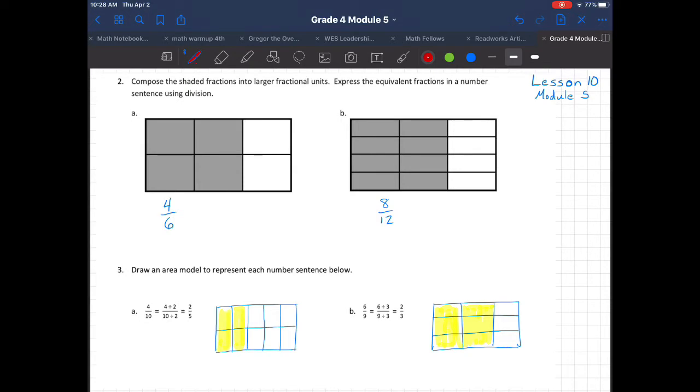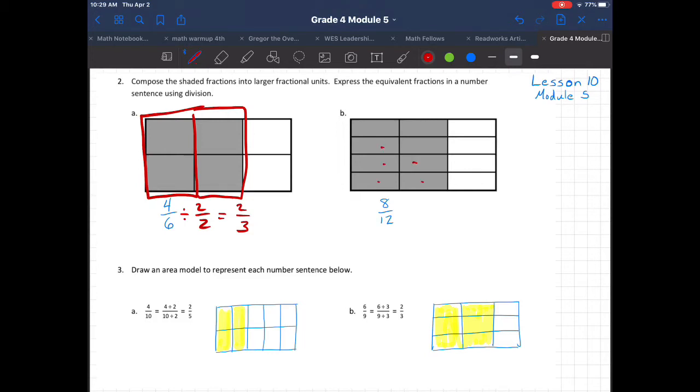We are pretty much still doing the same thing. 4/6 here, we're gonna put those 4/6 into fewer groups of bigger fractions. Divide by 2/2, and we would get 2/3.